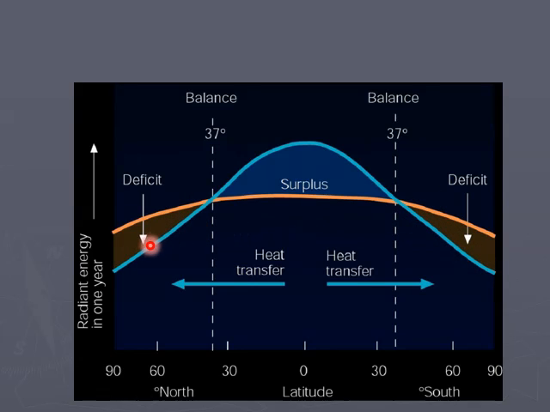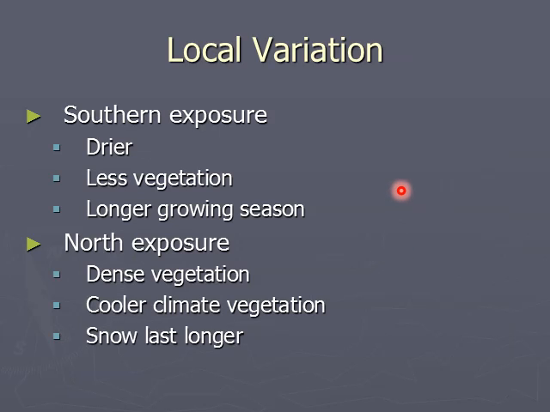Okay? And so what happens is the heat is transferred from the equator to the poles. Alright? Now, you can have what is referred to as local variations of temperature. So basically a southern exposure or a northern exposure. So if you have a house, the southern exposure of the house is usually warmer when the sun's up.